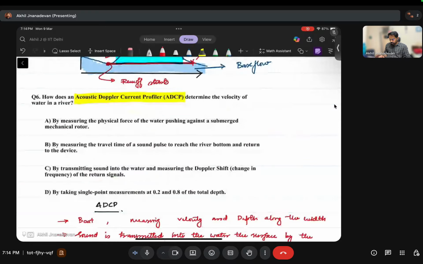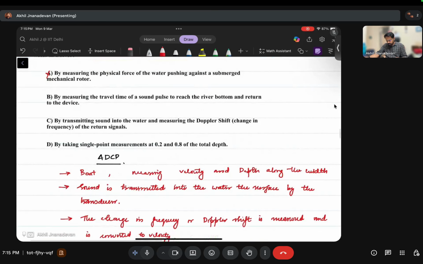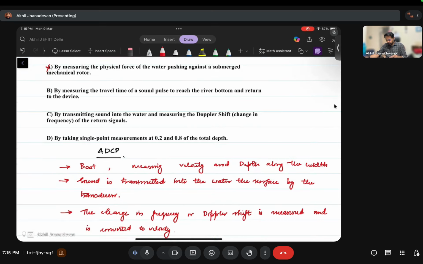How does an acoustic Doppler current profiler determine the velocity? By measuring the physical forces of water pulse against the submerged mechanical rotor? No. By measuring the travel time of the sound pulse to reach the river bottom and return back to the device? That is not the case. We are not measuring the travel time of the sound. By transmitting sound into the water and measuring the Doppler shift, the change in frequency of the return signal. So that is the right answer.